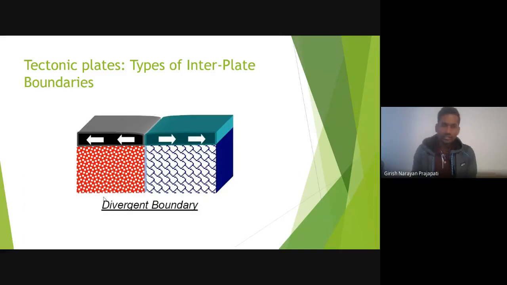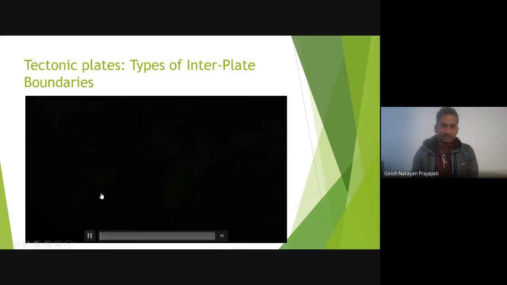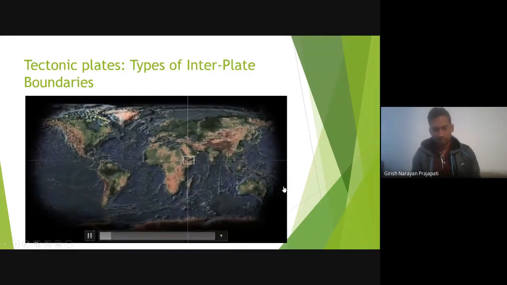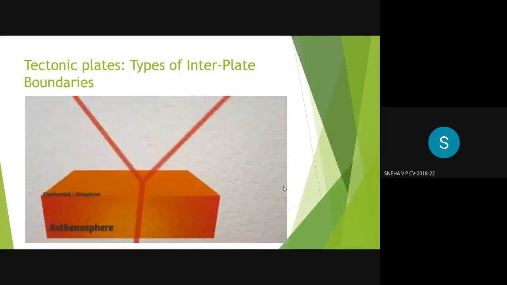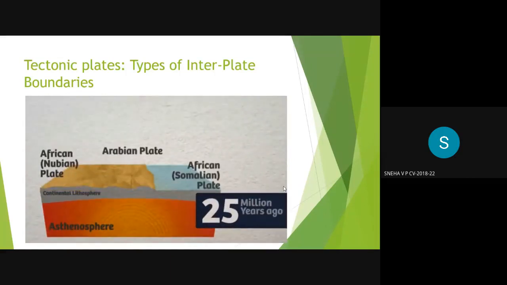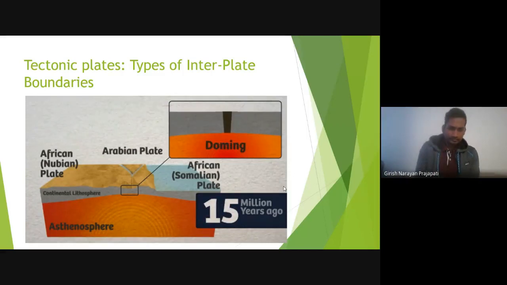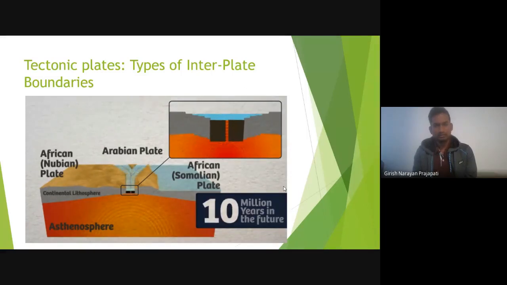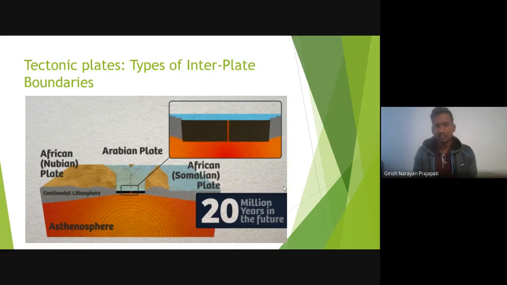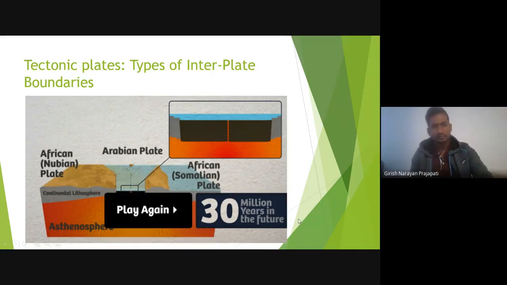The next boundary is the divergent boundary. In this case, the plates are going away from each other. One example of this boundary is the African plate, between Africa and Arabia. So they are separating, the plates moving away from each other. So the plates can either merge towards each other or they can separate. In this case, they are separating from each other.